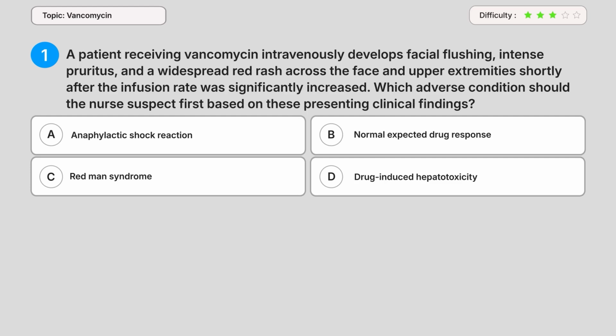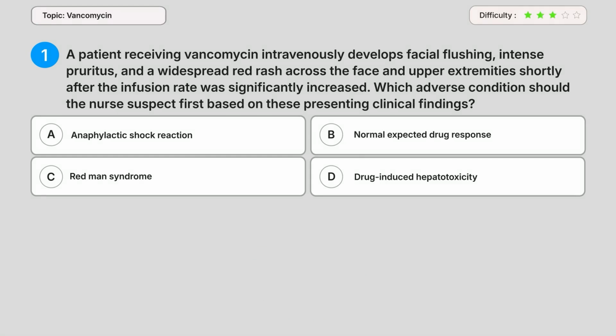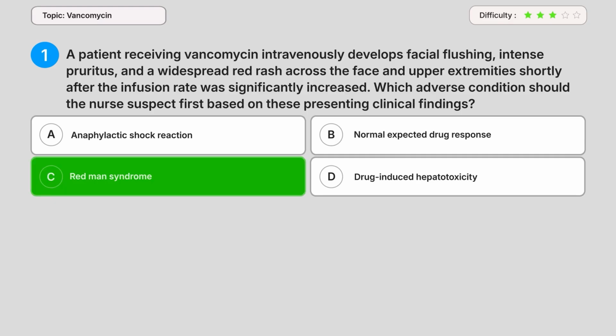A. Anaphylactic shock reaction. B. Normal expected drug response. C. Redman syndrome. D. Drug-induced hepatotoxicity. Can you guess the answer? Correct answer C. Redman syndrome.